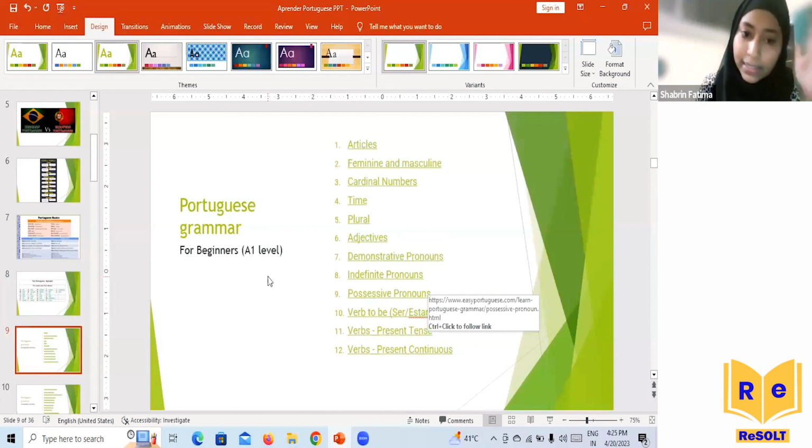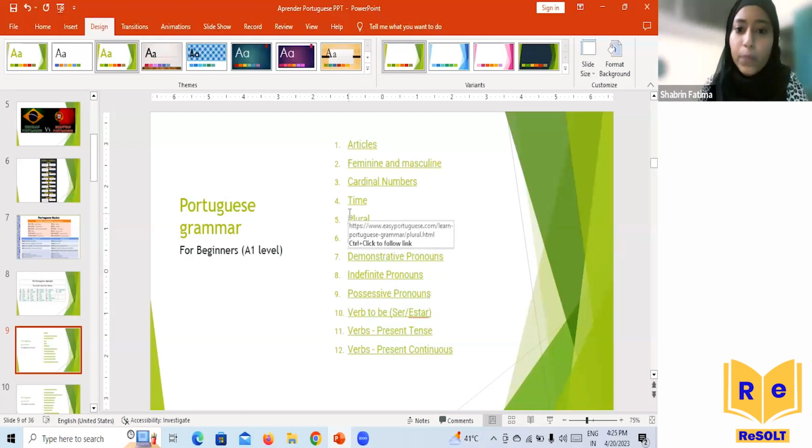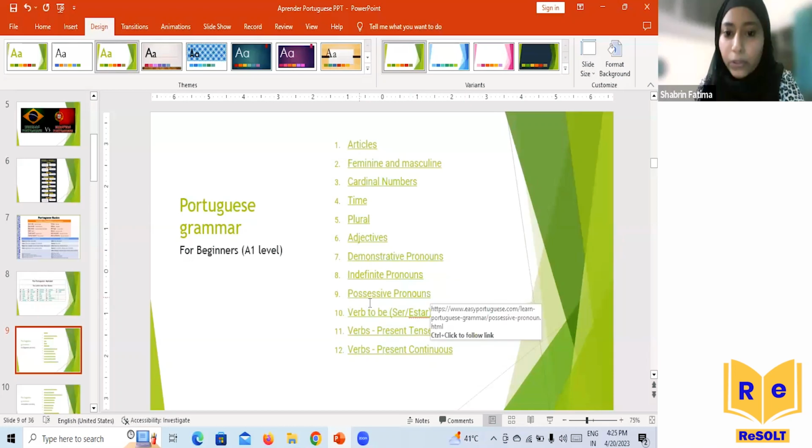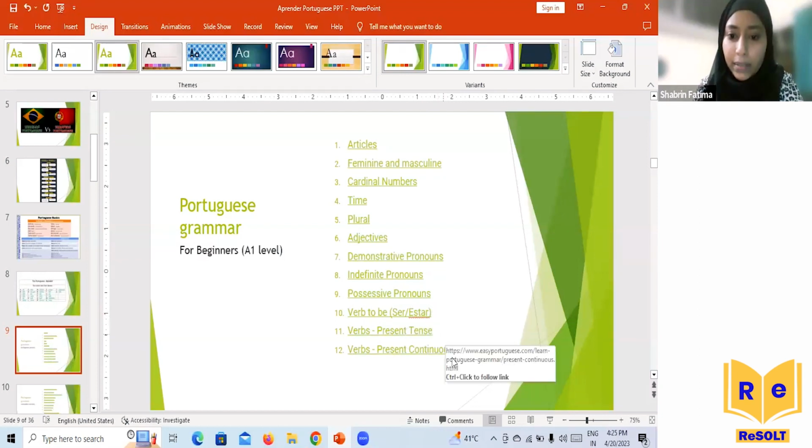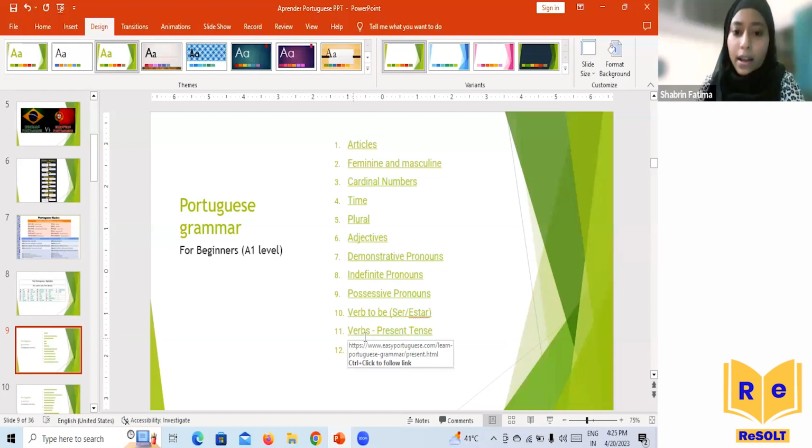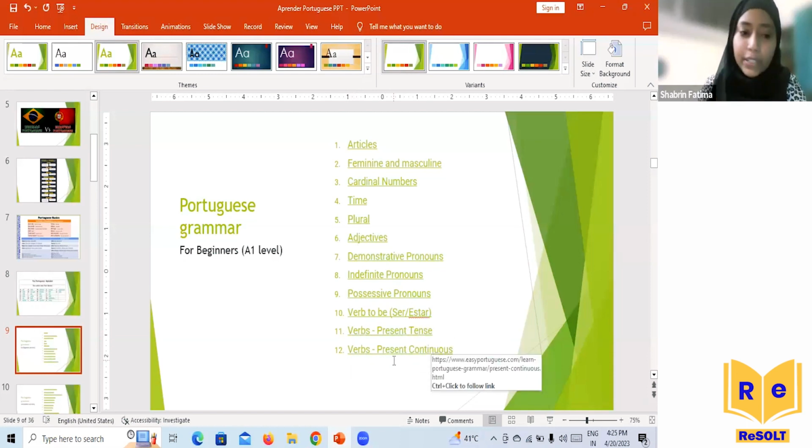Now what is the syllabus? If you want to join the A1 level, or we can say beginners level, what would be the syllabus? The syllabus for A1 level consists of articles, feminine and masculine, cardinal numbers, time, plural, adjective, demonstrative pronouns, indefinite pronouns, possessive pronouns, verbs, that is ser and estar, that means to be. This is the most common one. Also verb present tense and verb present continuous. This is all about the beginners A1 level.